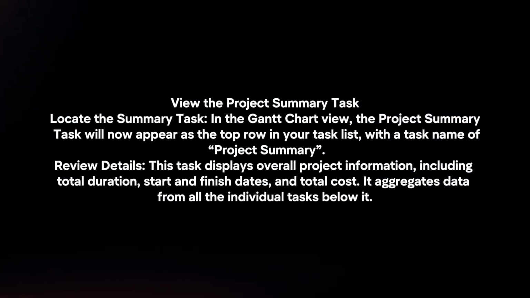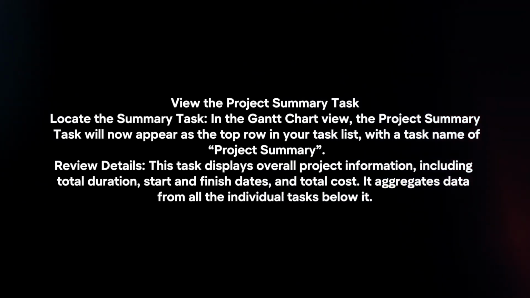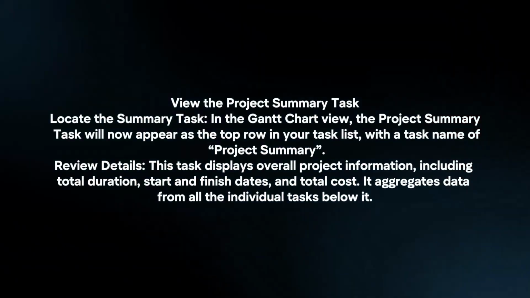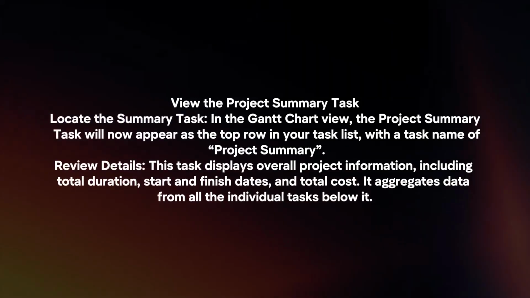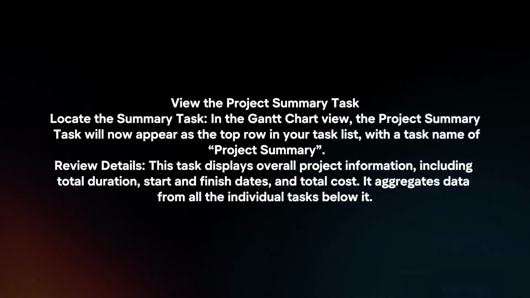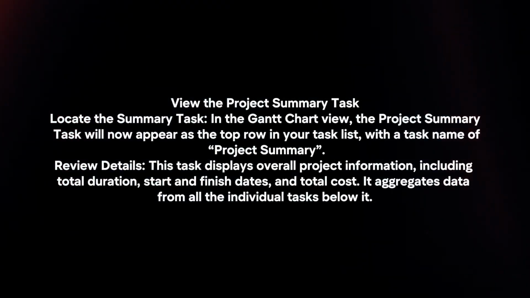View the Project Summary Task. Locate the Summary Task. In the Gantt chart view, the Project Summary Task will now appear as a top row in your task list with the task name of Project Summary. Review details. This task displays overall project information, including total duration, start and finish dates, and total cost. It aggregates data from all the individual tasks below it.